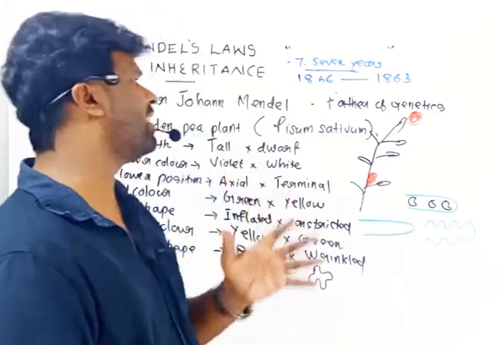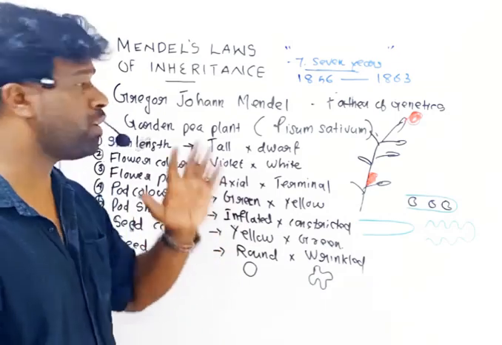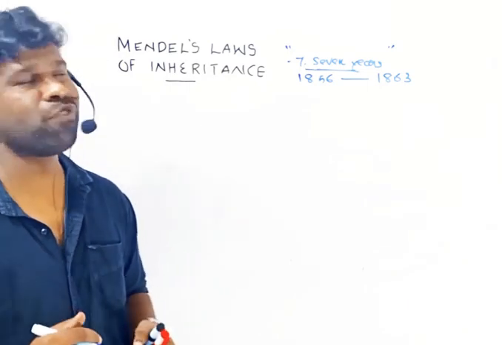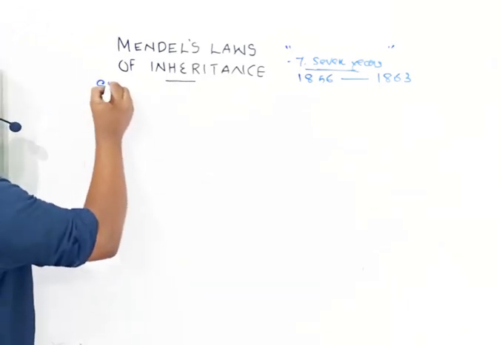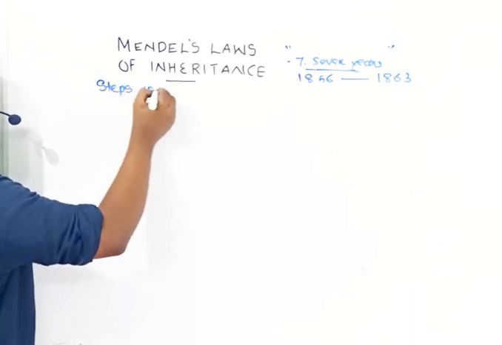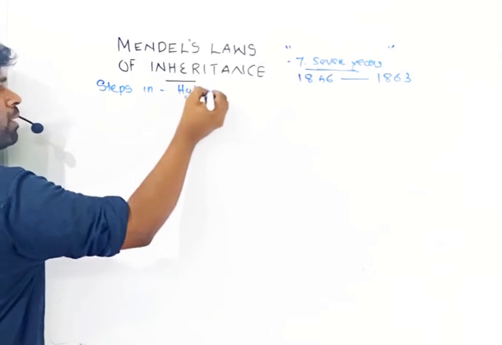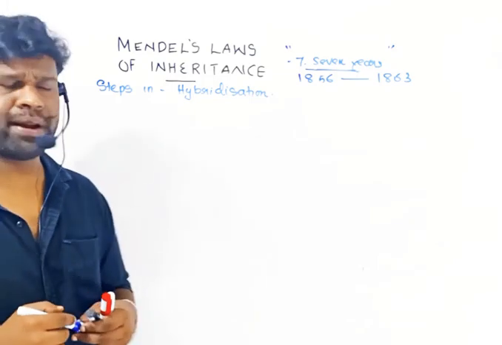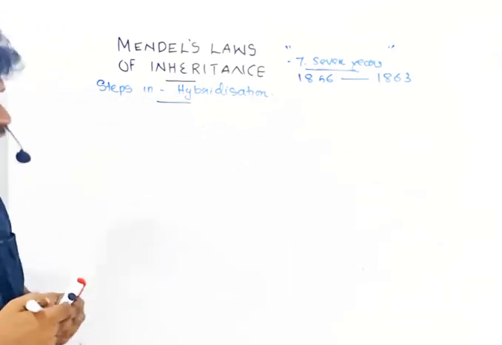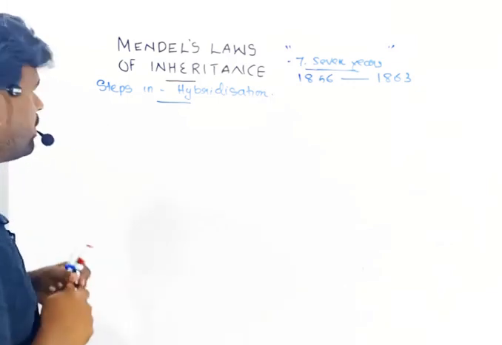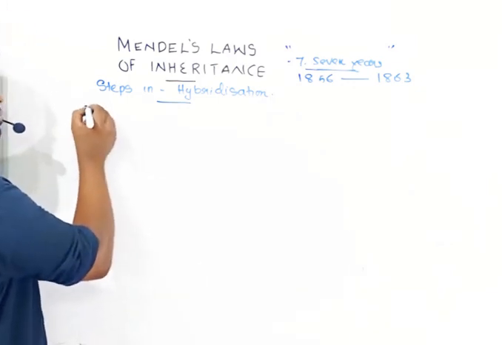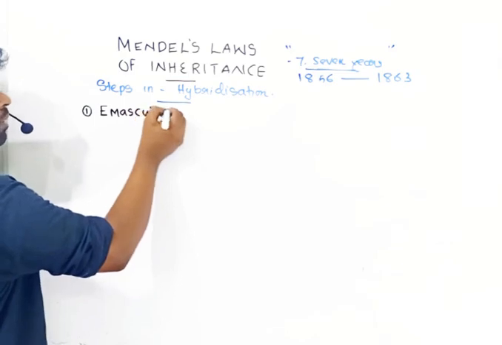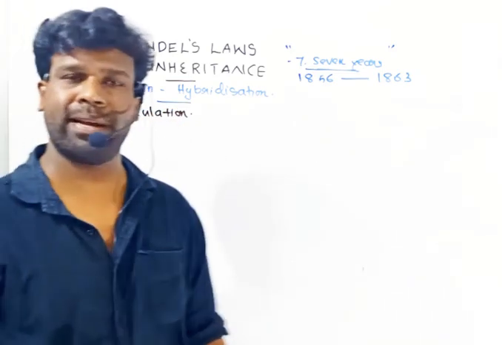Let's see what the different stages or steps in the hybridization experiment on garden pea plant are. The steps involved in hybridization. First one is emasculation.